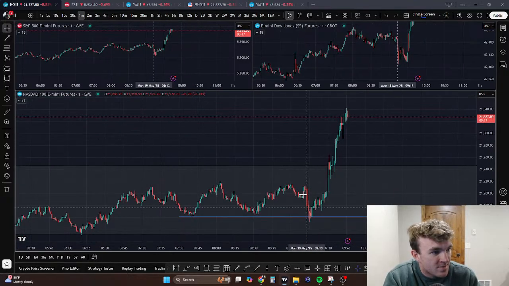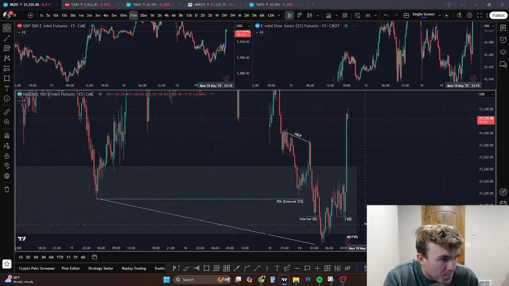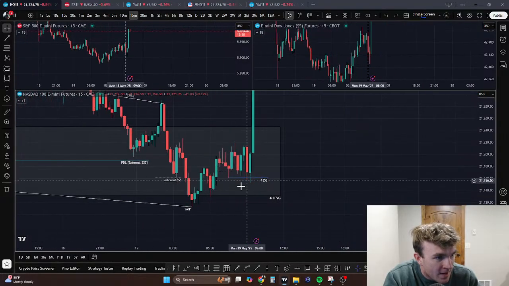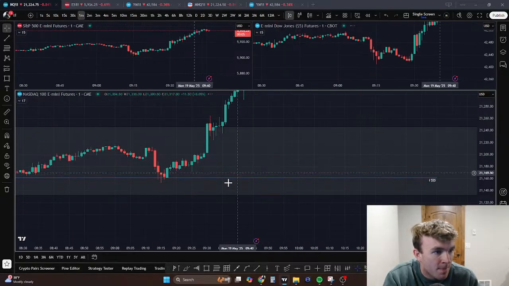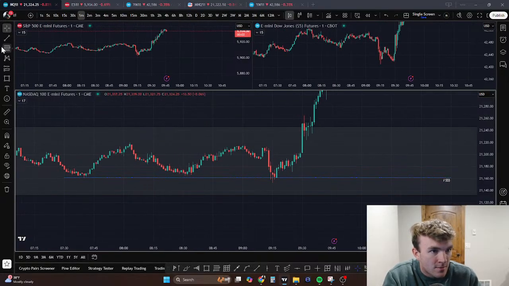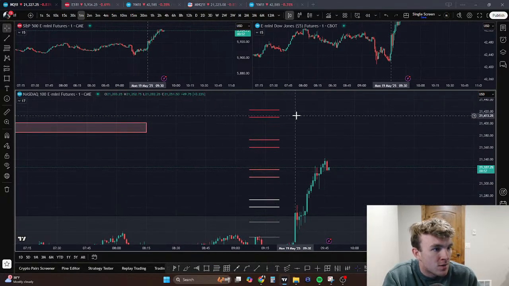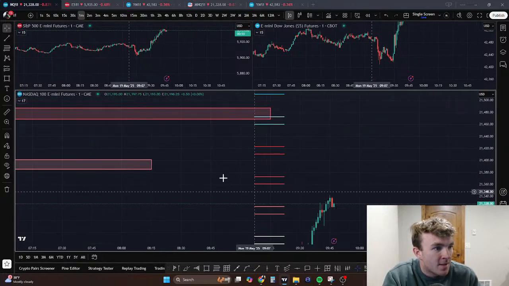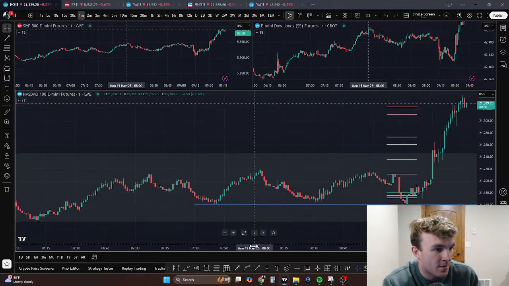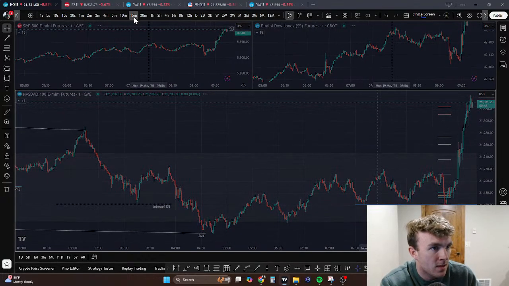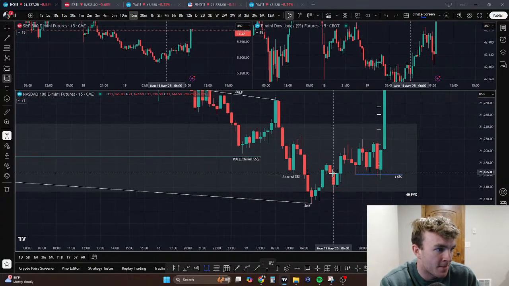So here we got a nice manipulation leg. It was a 15-minute order block. So that's this down close candle. So let's align that with the 1 minute. So 4th standard deviation right here. I bet you were drawing here, right? Because we had a 15-minute order block we pushed into. 15-minute order block right here.